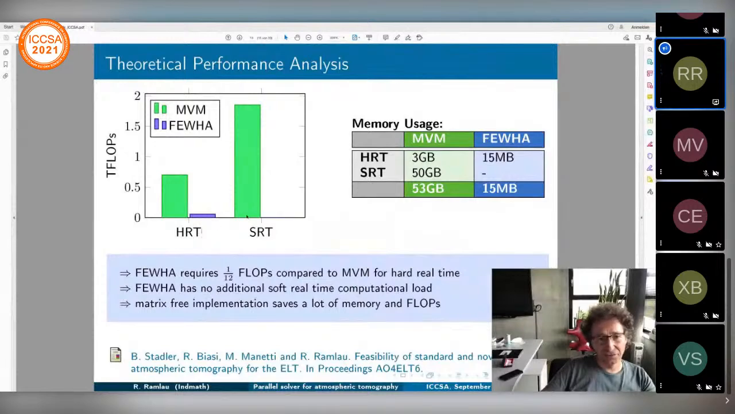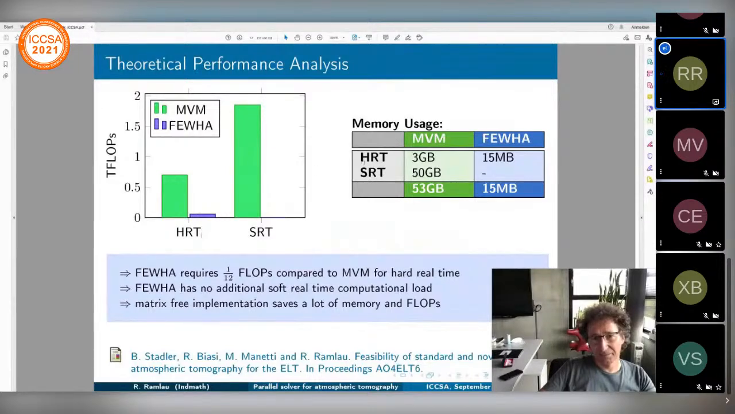And for the soft real time, for the inversion of the forward operator, that has to be done maybe every 5 to 6 minutes during the night. There's actually, well, it's probably 10-0 for FUHA, because we don't need any soft real computation time for fewer, whereas for MVM we need quite a lot.